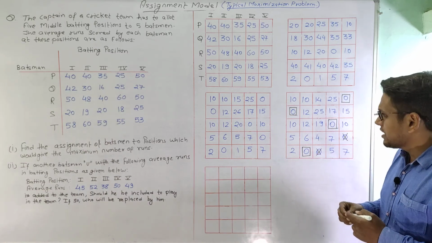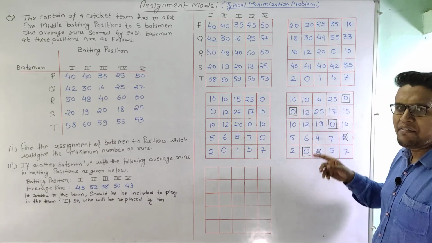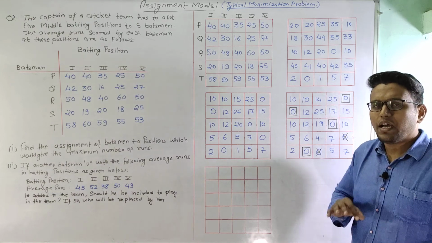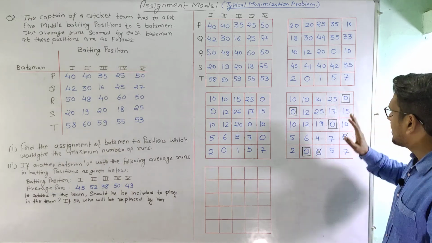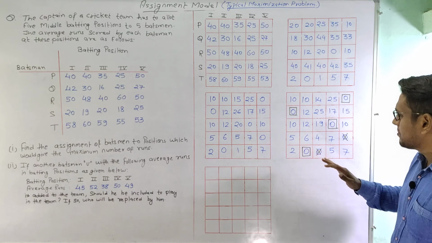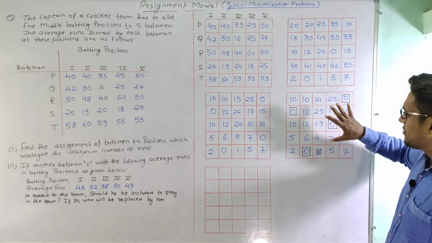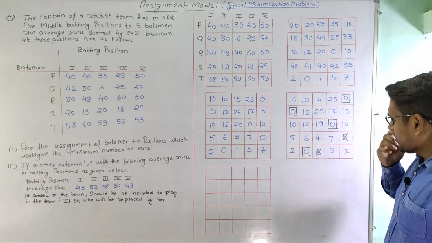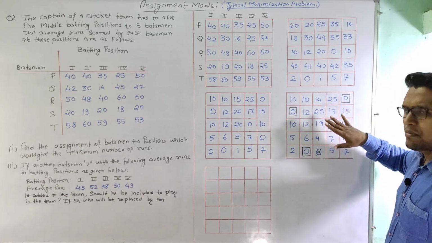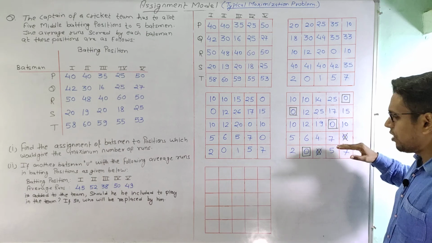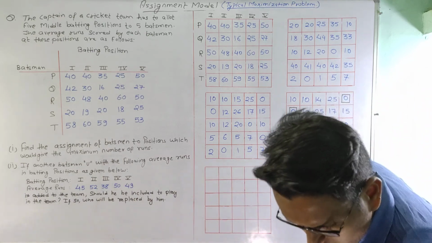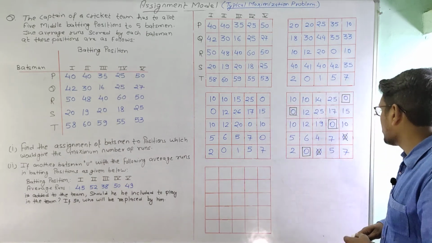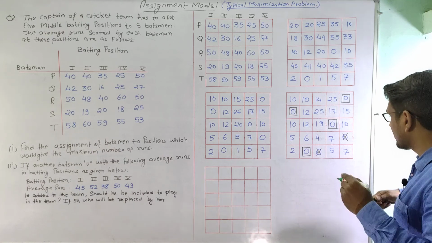Now we know that in a 5 cross 5 matrix, to have an optimal solution, we need to have 5 assignments, and here we only have 4 assignments. So we understand that our solution is not optimal. Now what we will do is draw the minimum number of lines that cross all the zeros. In order to do that, we need to follow certain steps.